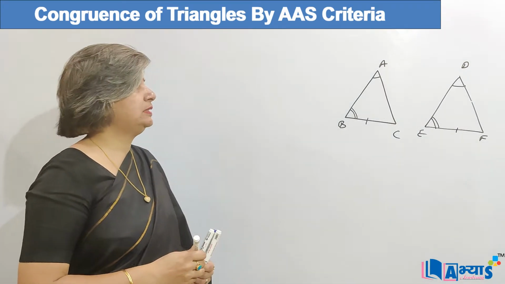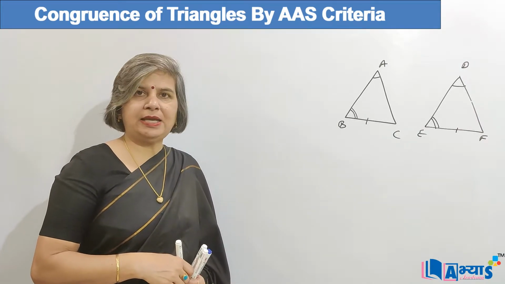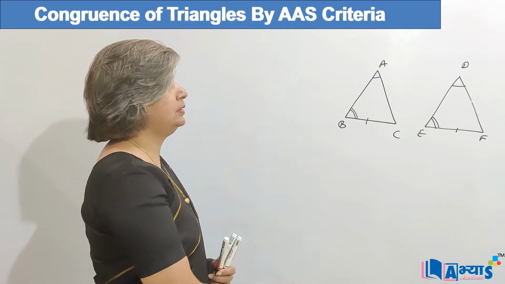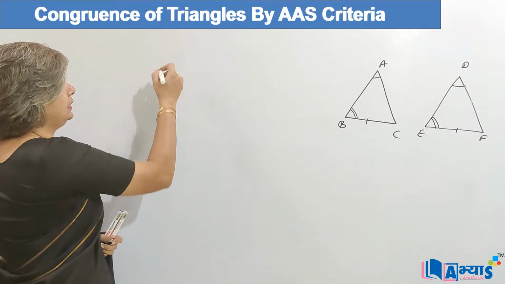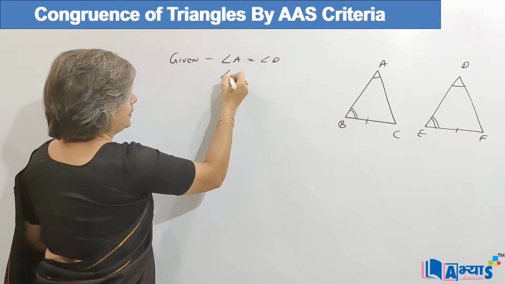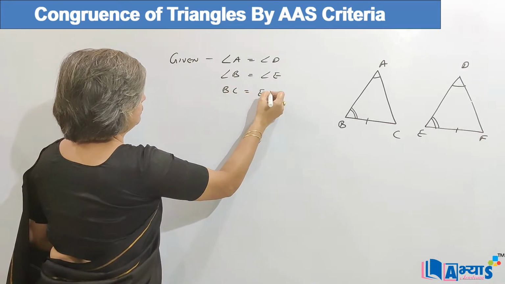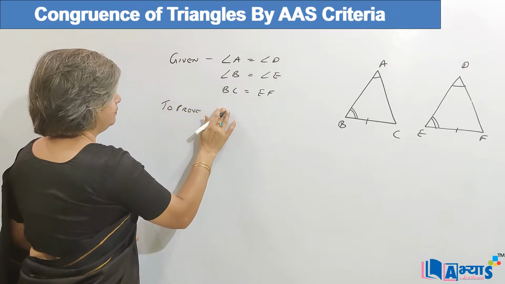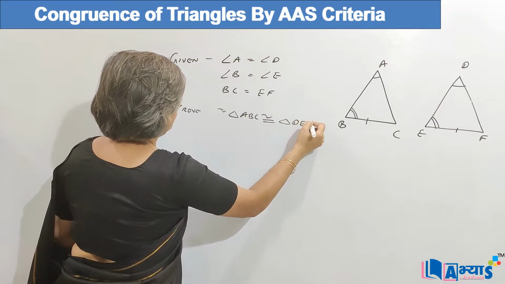This has been given to us that angle A is equal to angle D, angle B is equal to angle E, and the side BC is equal to side EF. That is, the side is not included in these two angles, and we have to prove that the two triangles are congruent. That means it has been given to us angle A is equal to angle D, angle B is equal to angle E, and BC is equal to EF. And we are to prove that triangle ABC is congruent to triangle DEF.